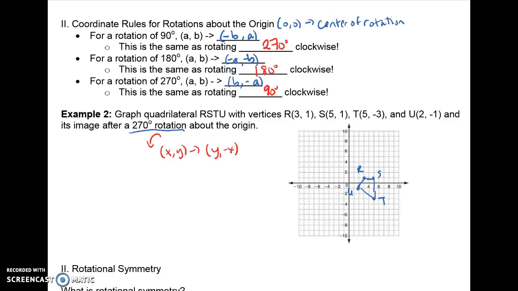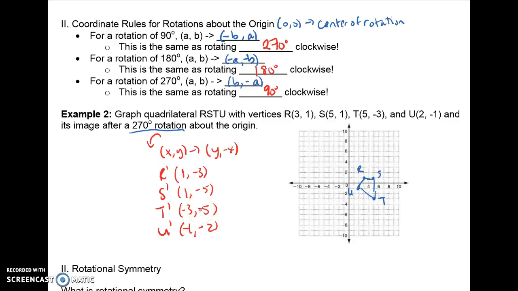Let me back up again. We're looking at R prime, S prime, T prime, and U prime. So I'm going to apply the rule. (3, 1) turns into (1, negative 3). (5, 1) turns into (1, negative 5). (5, negative 3) turns into (negative 3, negative 5). (2, negative 1) turns into (negative 1, negative 2). Sorry, that should have been a negative 5 there.